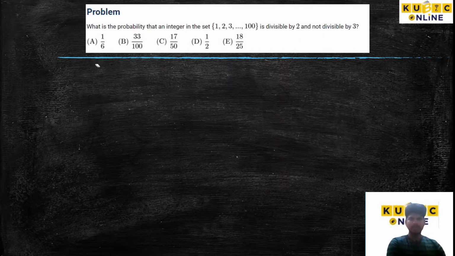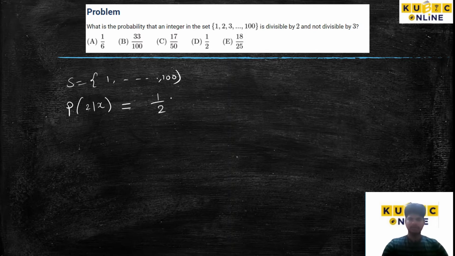What is the probability that an integer in the set is divisible by 2 and not divisible by 3? Our set is 1 to 100. Now the probability of it being divisible by 2 is half, because there are exactly half even numbers and half odd numbers.